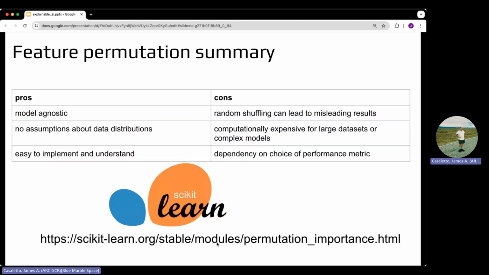And here is a summary of feature permutation. Some of the benefits or the pros of using feature permutation: it's also model agnostic, and it also does not make any assumptions about data distributions, and it's easy to implement and it's easy to understand.